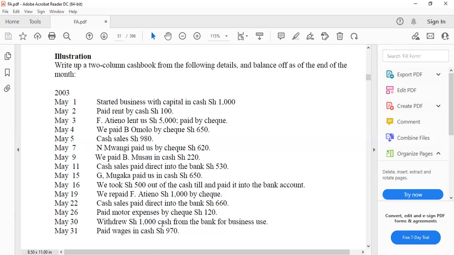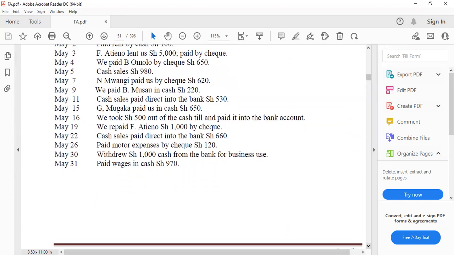That means the money was withdrawn from bank, from cash. We drew 1,000 cash from bank. That means the bank will reduce by 1,000 and cash will increase by 1,000. That means you credit bank with cash and debit cash with bank. Paid wages in cash, those are payments.